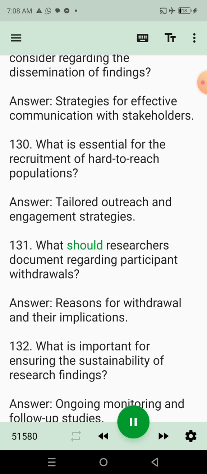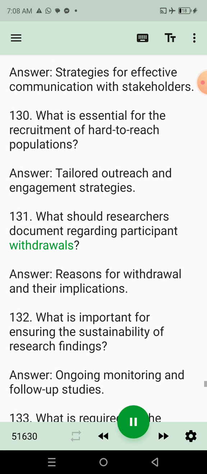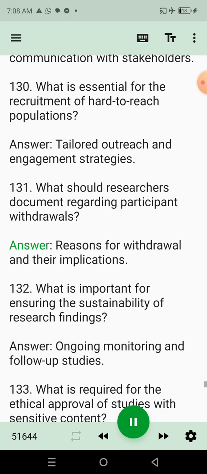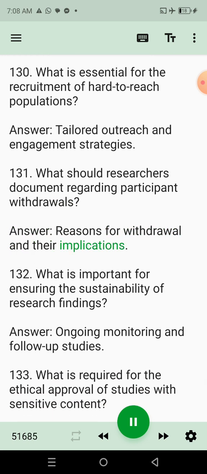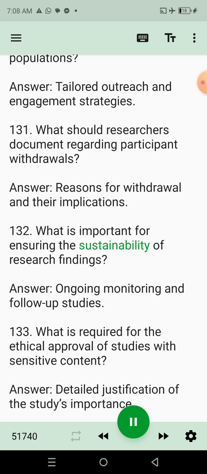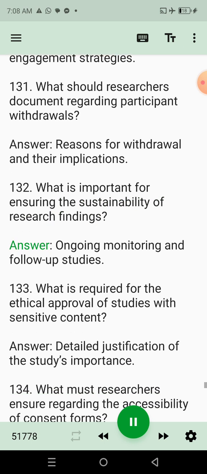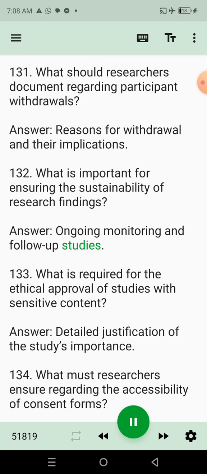131. What should researchers document regarding participant withdrawals? Answer. Reasons for withdrawal and their implications. 132. What is important for ensuring the sustainability of research findings? Answer. Ongoing monitoring and follow-up studies.